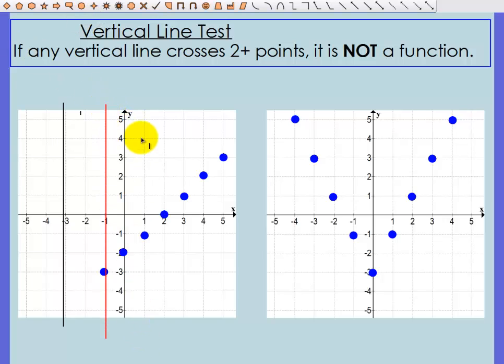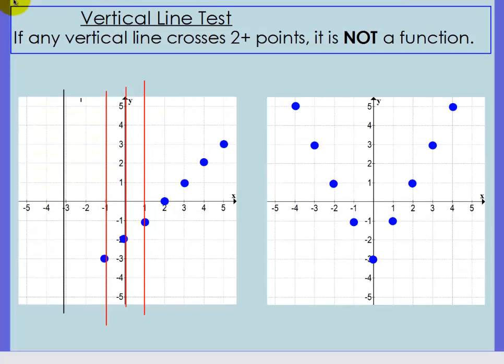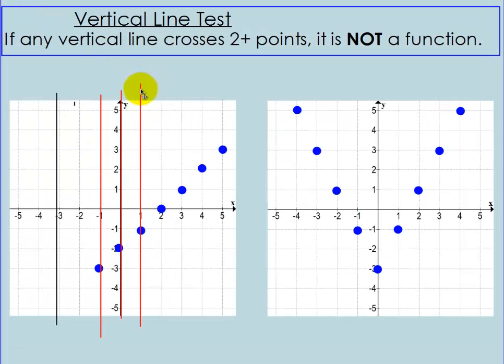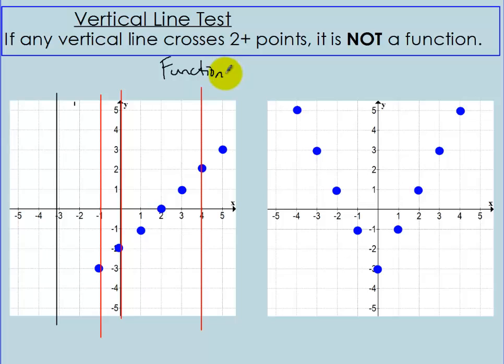But if I draw a vertical line here, it always crosses once. Actually I can just take one vertical line and drag it around. Wherever I move this vertical line, it only crosses 1 point. So these are both going to be functions. I can take another example over here on the right. This is a different type of graph, but it is always only crossing 1 point no matter where I go, with vertical lines.